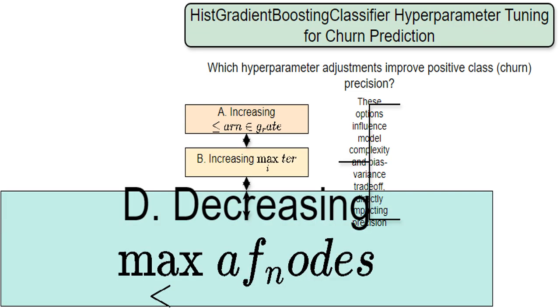Let's talk about max_leaf_nodes. I think of leaf nodes as the final decisions a tree makes. Fewer leaf nodes mean a simpler decision tree. A simpler tree is less likely to overfit, because it won't try to memorize every tiny detail of the training data. This results in fewer false positives and better precision.